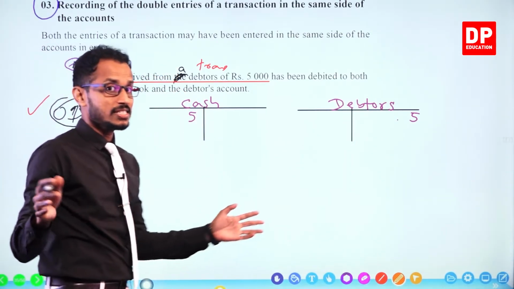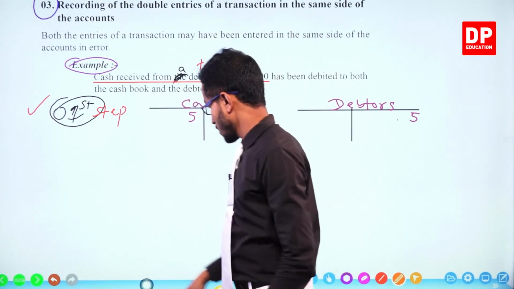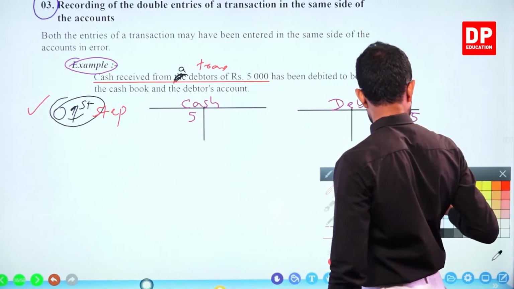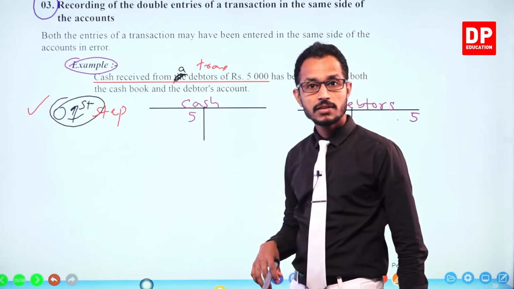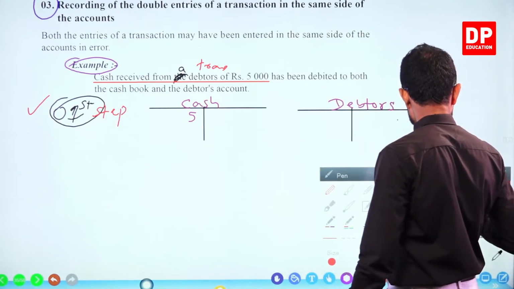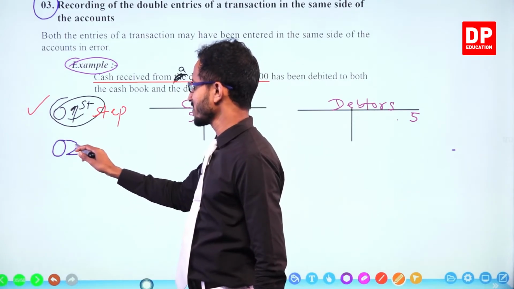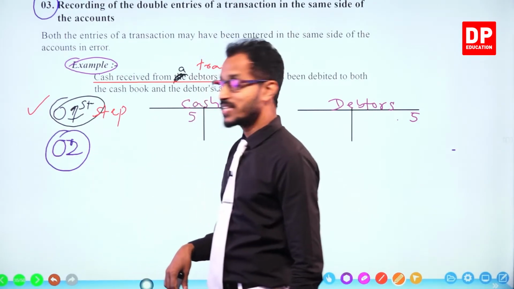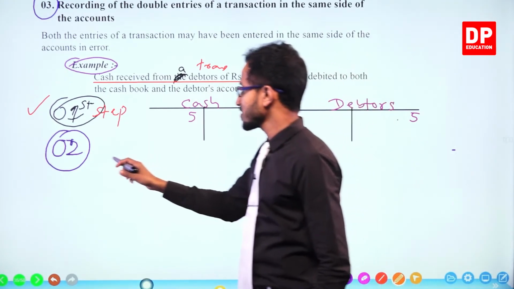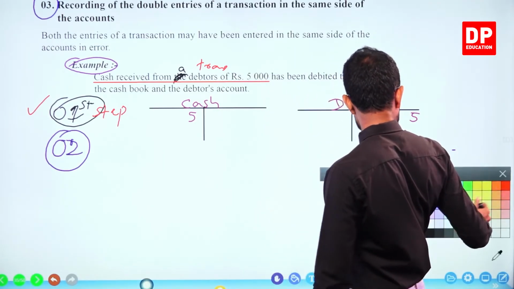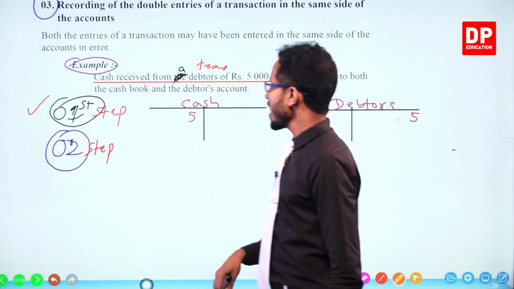Now second step. What is the second step? Applying paint? No. Applying a suitable color on the accounts? No. Second step is, children, identifying the error, where the error has occurred. Okay, that is the second step. Where has the error occurred?